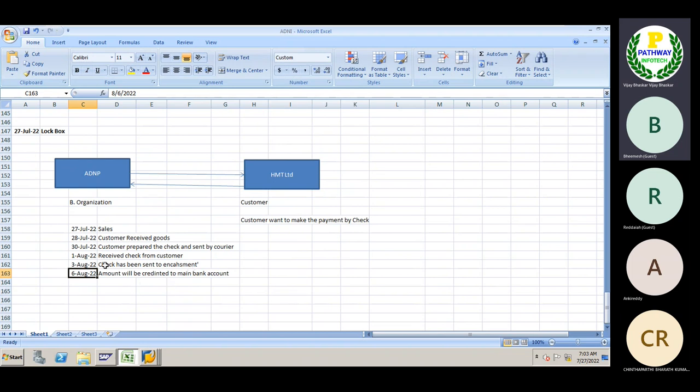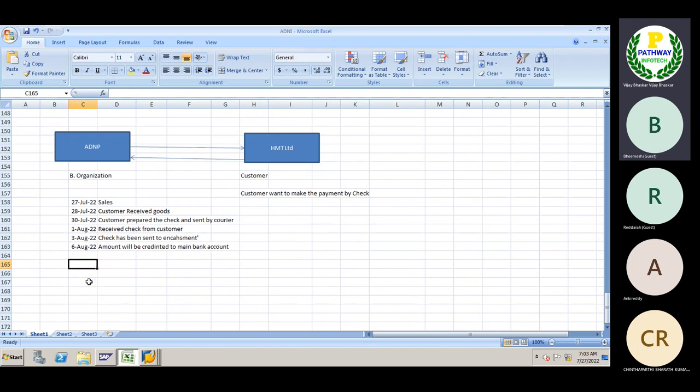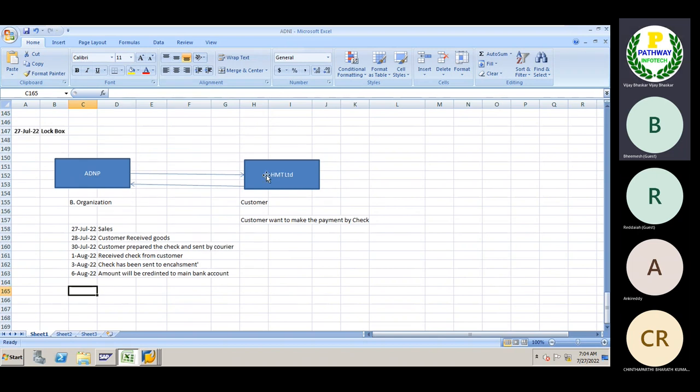Now, to overcome the delay in this time gap, while we receive money from the customer, in SAP there is a functionality, the lockbox functionality. Okay, what is the lockbox functionality? First we need to understand this is a business requirement. When you are there as a consultant, first we need to understand the business requirement. What is the business requirement?